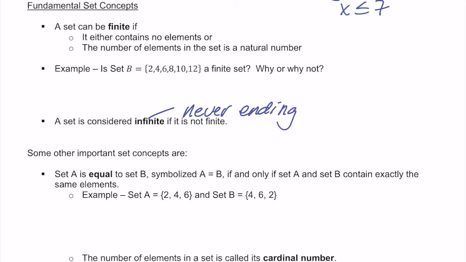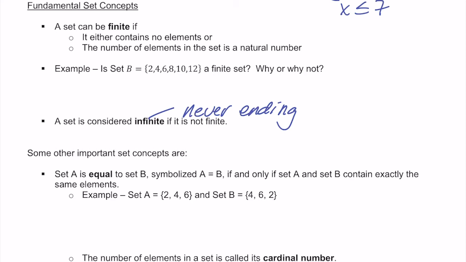So if I take off the prefix "in," it leaves me with "finite," which means it is ending. It's countable, it's discrete. So a finite set either contains no elements, or the number of elements in the set is a natural number, or it's countable, right? So if we look at set B, it's the even numbers 2 through 12, and it's asking, is it a finite set? Why or why not?